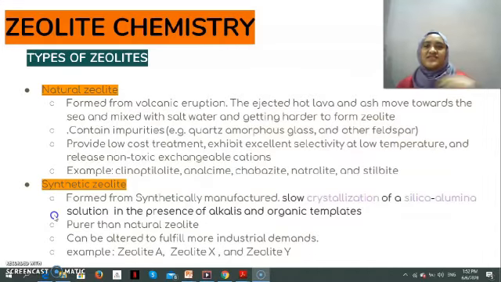The other type of zeolite is synthetic zeolite. Synthetic zeolite is synthetically manufactured. The synthetic zeolite is synthesized by a process of slow crystallization of a silica aluminum solution in the presence of alkali and organic template. The synthetic zeolite is more pure than the natural zeolite and it can be altered to fulfill the industrial demand.